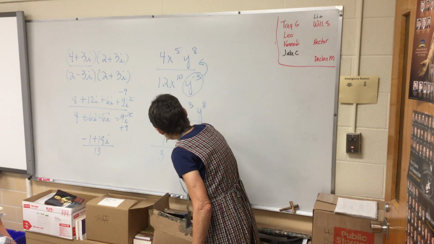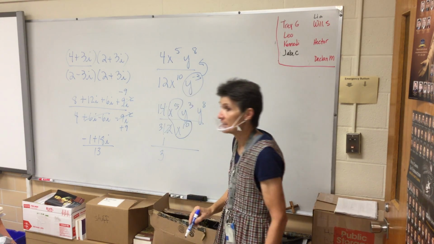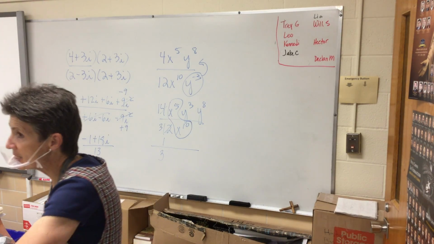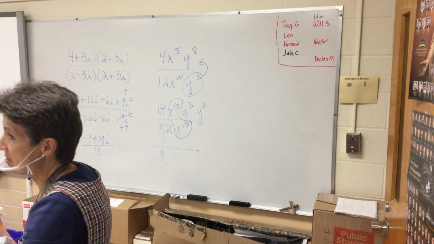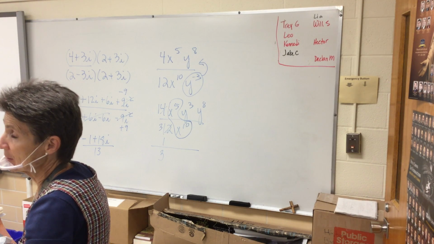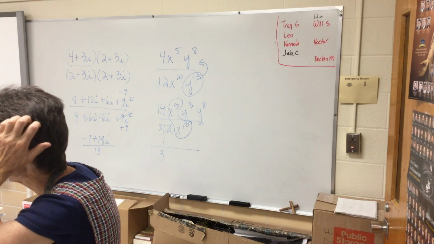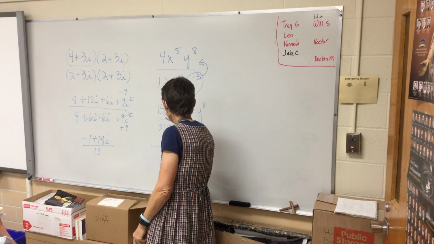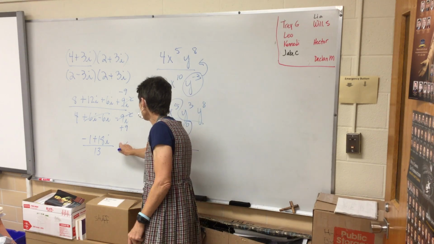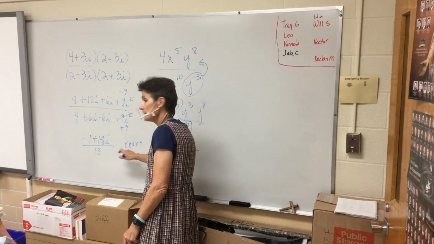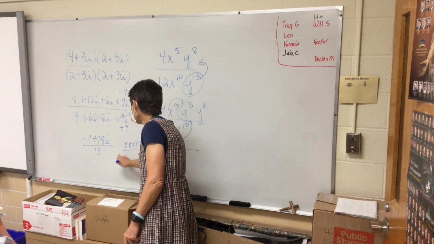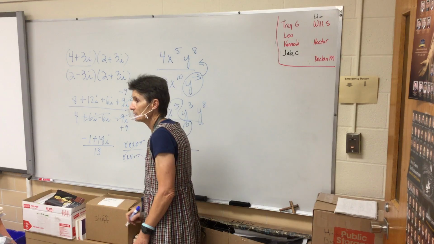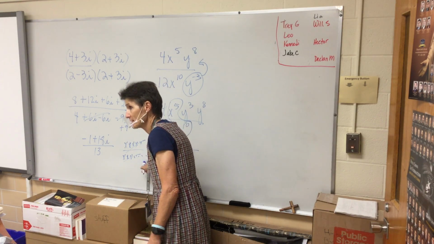Can I do something similar with the x's? Yeah, there's 5 of them up here and 10 of them down here. So they're going to cancel and leave what? 5 at the bottom. We're going to have 5 of them at the bottom. Remember, x to the 5th means 5 x's, and x to the 10th means 10 of those. So when you cancel, you're going to be left with 5 extras in the bottom.